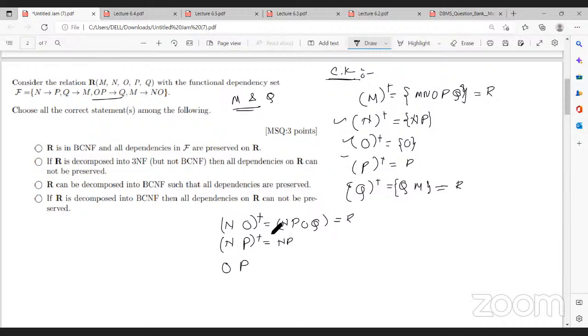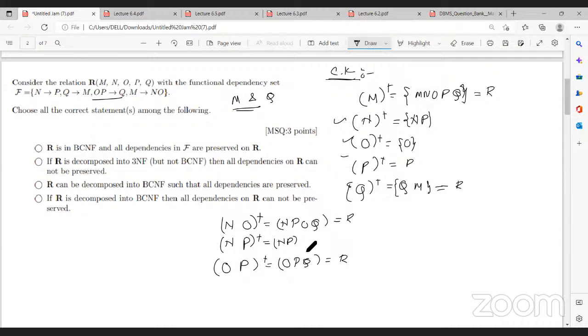From NP, no, right? Only NP will be there. If I take the closure of OP, from OP I will get Q, and from Q I will get all the attributes present in the relation R, right?